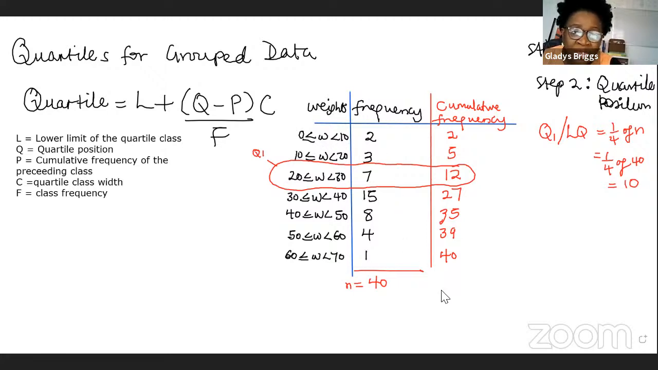Right, now you can find the quartile position for quartile 2 as well. So Q2, or the middle quartile, is equal to half of n. That's equal to half of 40, which is equal to 20. So if you look here, you would have had up to 12 here, 13, 14, 15, 16, 17, 18, 19, 20 must be inside of this one. So you circle this one for Q2.